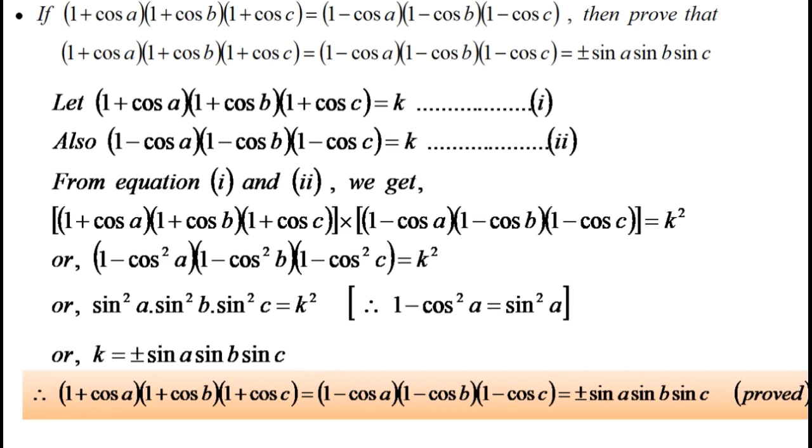Then we know the k from equation 1 and 2, k is the value of 1 plus cos A into 1 plus cos B and into 1 plus cos C. Also k is the value of 1 minus cos A into 1 minus cos B and into 1 minus cos C. Then 1 plus cos A into 1 plus cos B into 1 plus cos C equals to 1 minus cos A into 1 minus cos B into 1 minus cos C equals to plus minus sin A into sin B into sin C, hence proved.